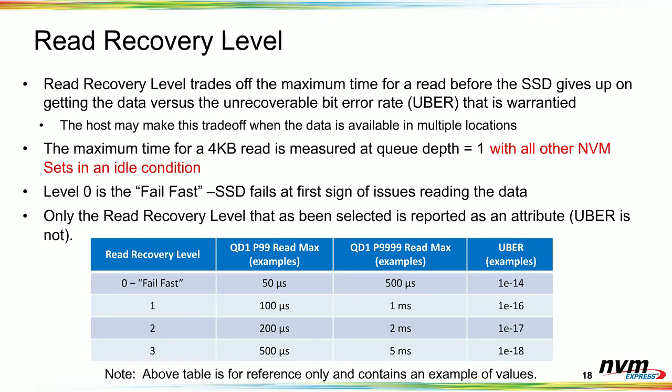The read recovery level is something that I briefly mentioned, and this is the idea of failing fast so that you can go on to someplace else where the data is and not incur a tail latency. So the different levels of read recovery are how you do this. You set the level of read recovery that you want for this particular NVM set. There are some examples there of those different levels, and in the example, the uncorrected bit error rate, or UBER, that you would get as a result.